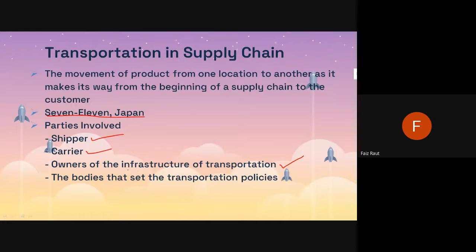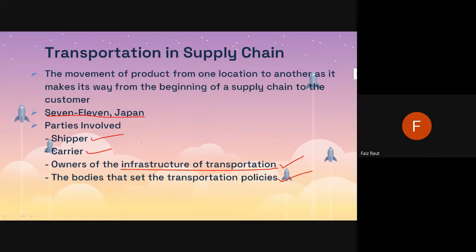The owners of the infrastructure of the transportation, whose truck it is, whose supply chain business it is. So they will be the owners of the trucks and these things. Then the bodies for the transportation policies will generally be the government: whose road we are using, whose railways we are using. IRCTC will be the body, and the train will be of IRCTC, and the railway tracks will be of the government.